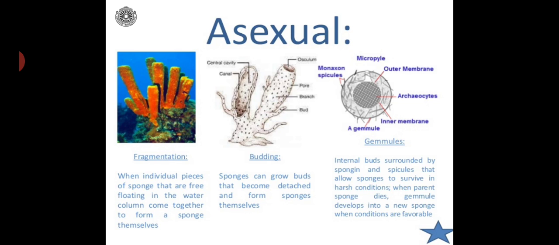You know, archaeocytes are the mass of undifferentiated cells which develop into a new sponge once these archaeocytes or the amoebocytes are released out of the micropyle. So gemmules also play an important role in reproduction in sponges, particularly during unfavorable conditions.